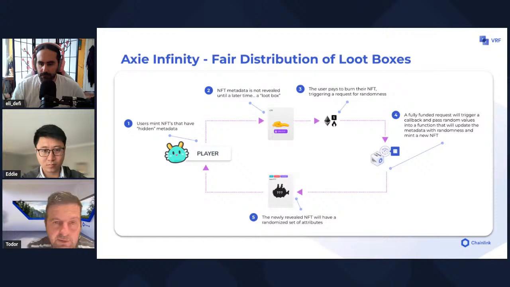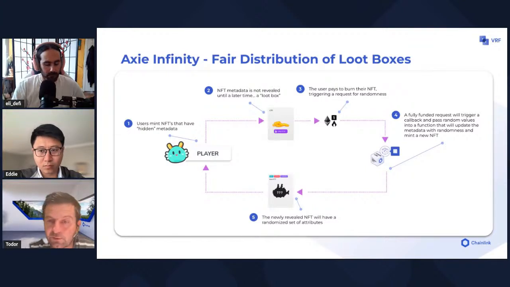They used Chainlink VRF to reveal NFTs back in the day in the form of loot boxes, where a player purchases something that they don't know what it is. You can call that a loot box. And then when that is revealed, the player finds out what exactly it contains. It might be more rare or more common depending on their luck.